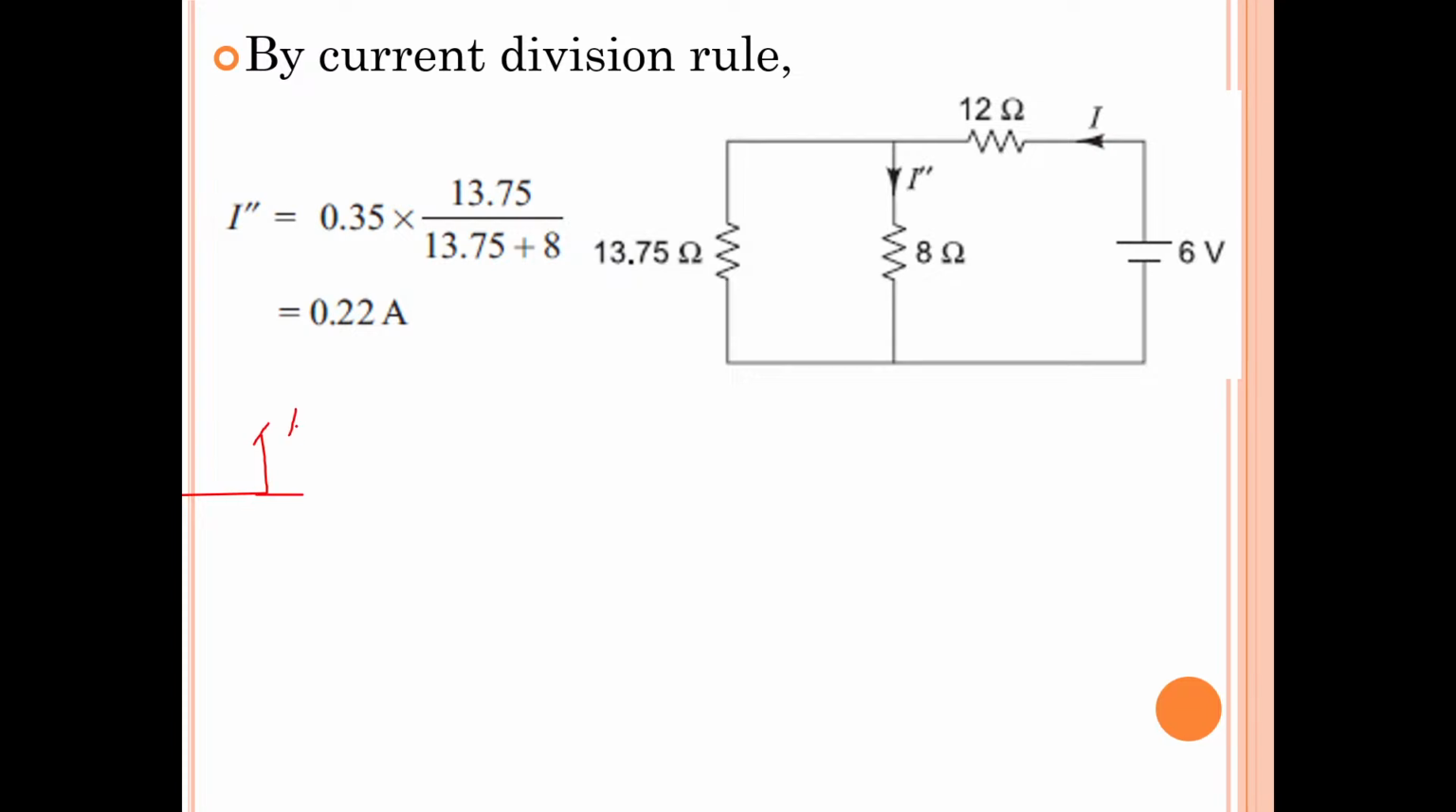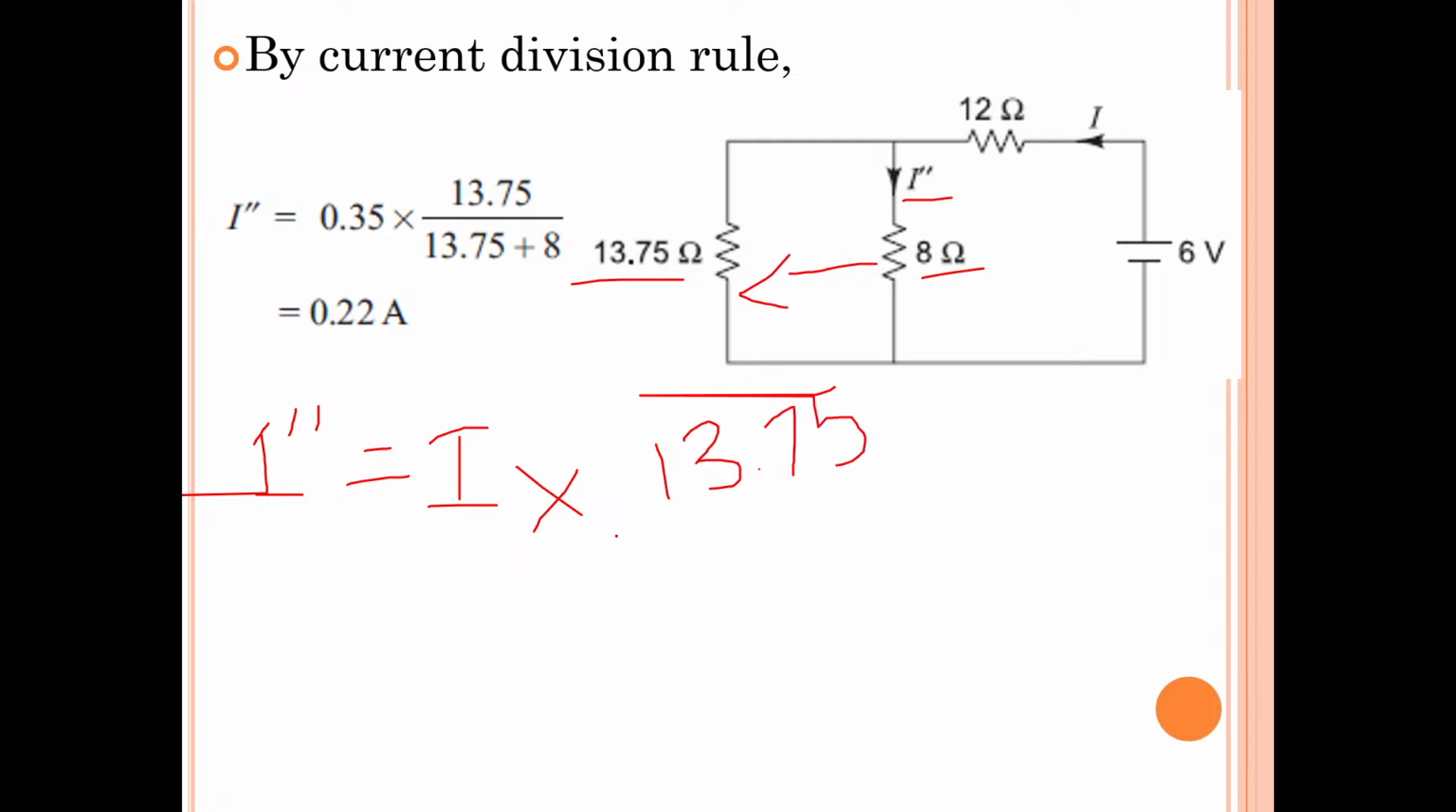What is I double dash? It is equal to the total current I into... in which resistor is I double dash there? In 8 ohms. What is the opposite resistance of 8 ohms? Parallel to 8 ohms is what? 13.75. So 13.75 is the opposite resistance, 13.75 divided by 13.75.